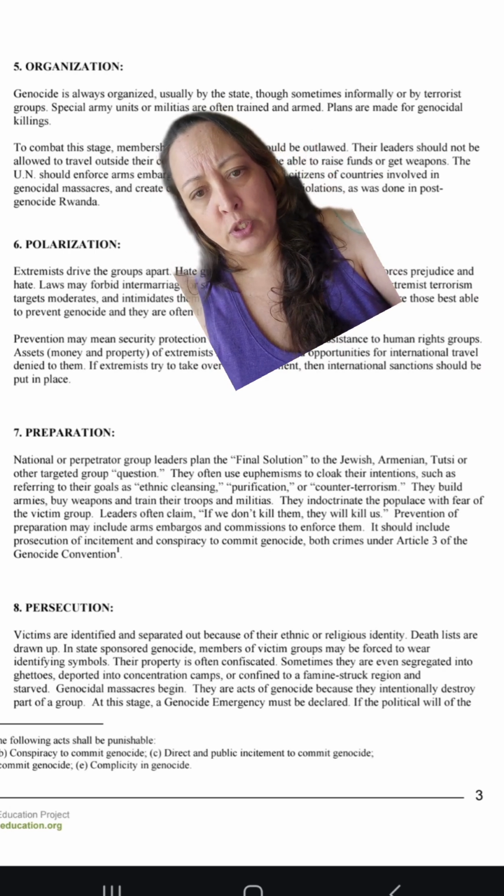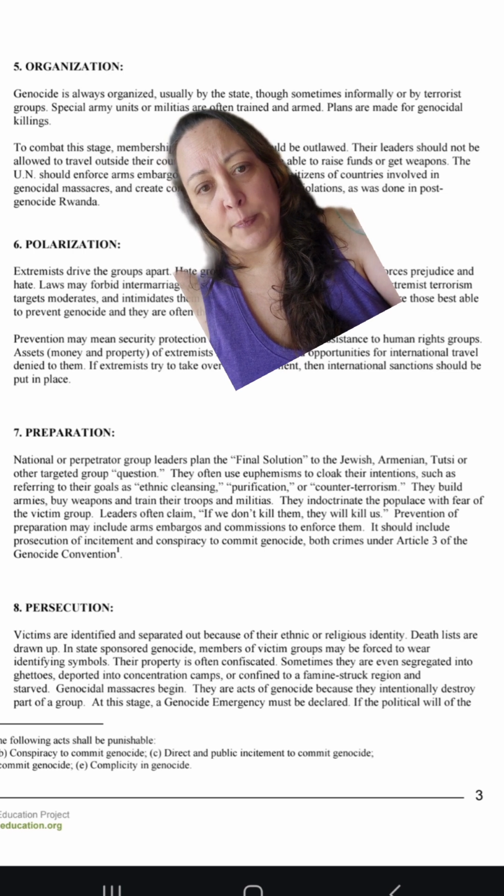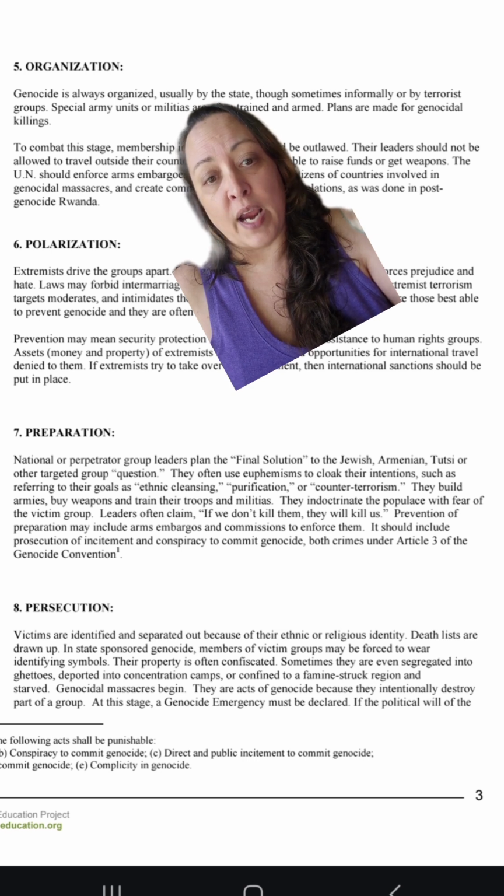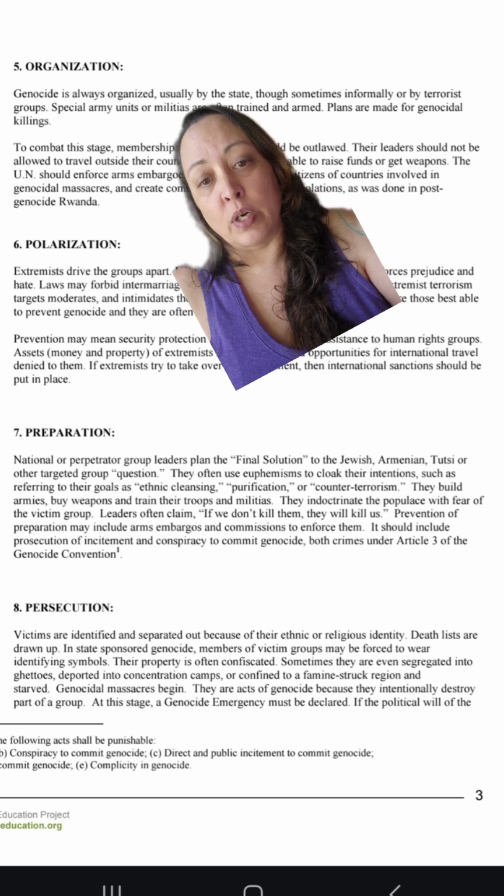Step 8 is persecution. Victims are identified and separated out because of their ethnic or religious identity. Death lists are drawn up. In state-sponsored genocide, members of victim groups may be forced to wear identifying symbols. Their property is often confiscated. Sometimes they are even segregated into ghettos, deported into concentration camps, or confined to a famine-struck region and starved. Genocidal massacres begin. They are acts of genocide because they intentionally destroy part of a group.